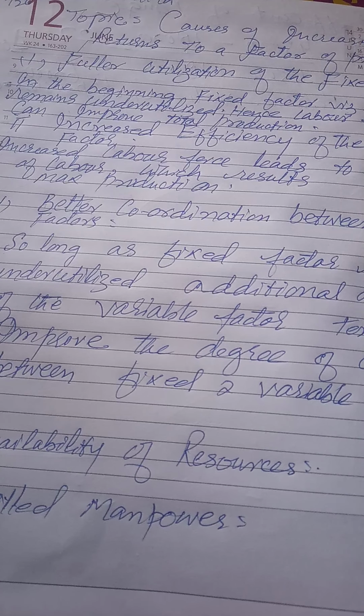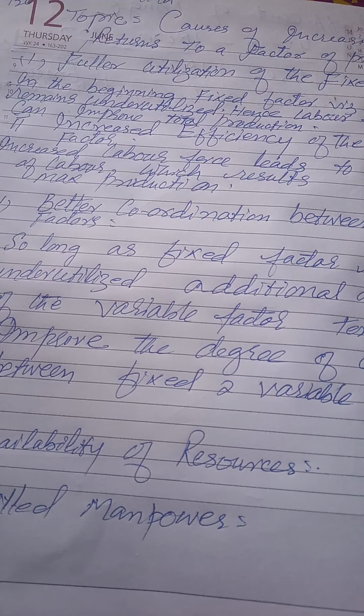Dear students, as previously we learned about the law of variable proportions, this law, as we have already learned, states that fixed factor and variable factors of production, when they are collectively used, lead to production of some assets or some commodities.